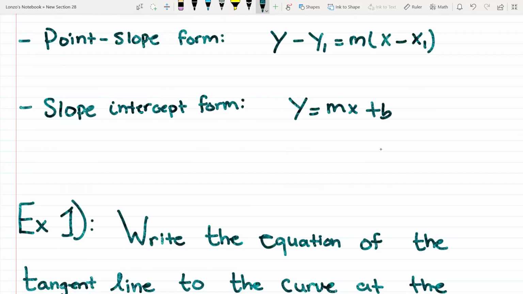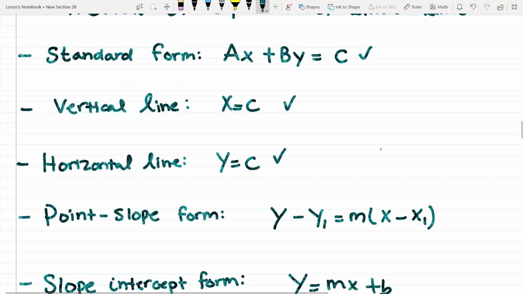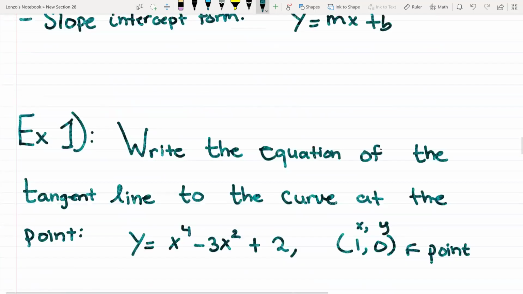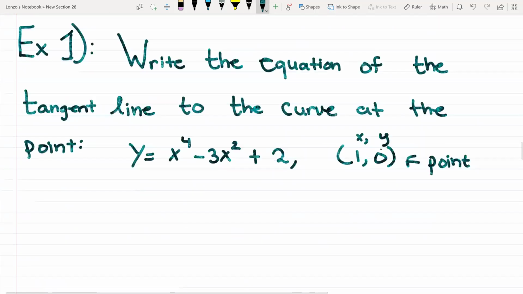Okay, so now you have an idea of what you need and how to find the equation of a tangent line. Let's do an example. Example 1 says: write the equation of the tangent line to the curve y equals x^4 minus 3x squared plus 2 at the point, or coordinate, (1, 0).